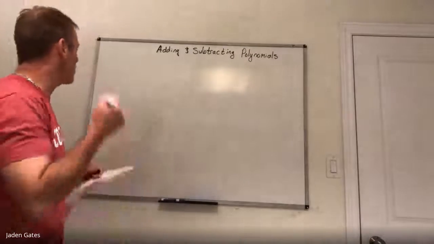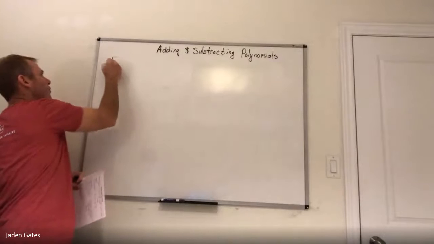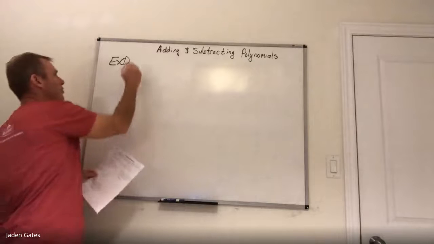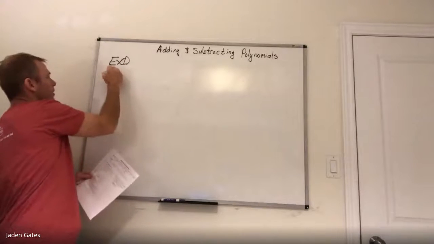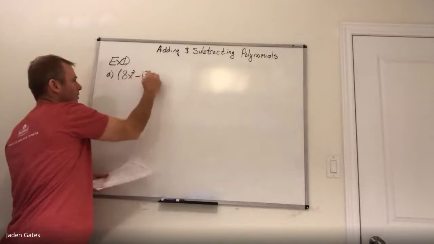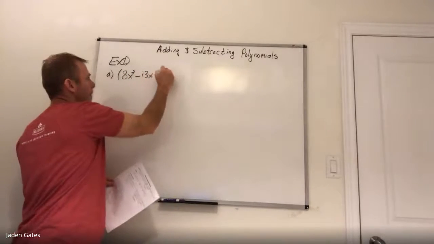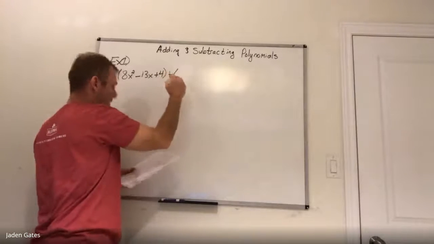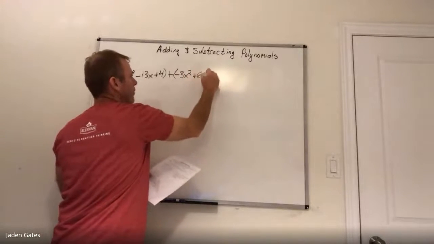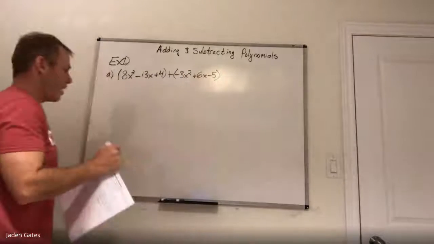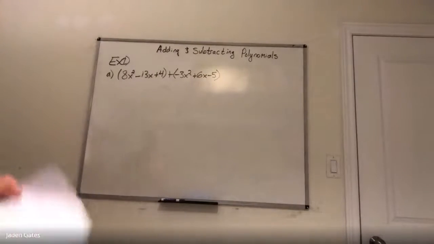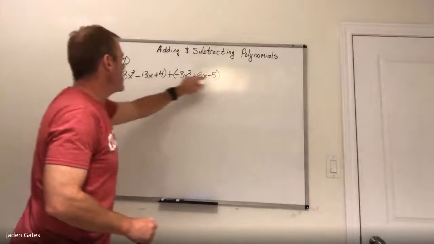All right, so example number 1, just to go over a few things. Add the following polynomials. The first one here in A, I have 8x squared minus 13x plus 4, plus negative 3x squared plus 6x minus 5. Now the best part about adding polynomials is that these brackets really don't mean anything.